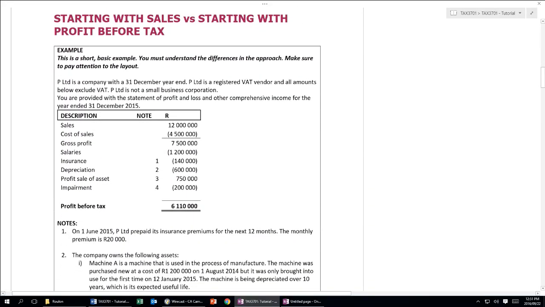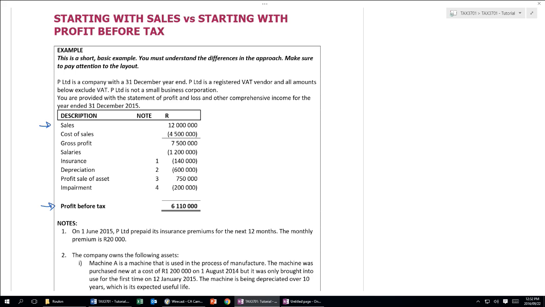Now basically in this tutorial, the example that I'm going to be looking at with you guys is an example where you have to calculate the taxable income of a company. But what does this example ask you to do is to do two calculations. One, where you calculate the taxable income starting with the sales figure, and two, doing the taxable income calculation starting with the profit before tax figure. Either of these options can be asked in your exam.